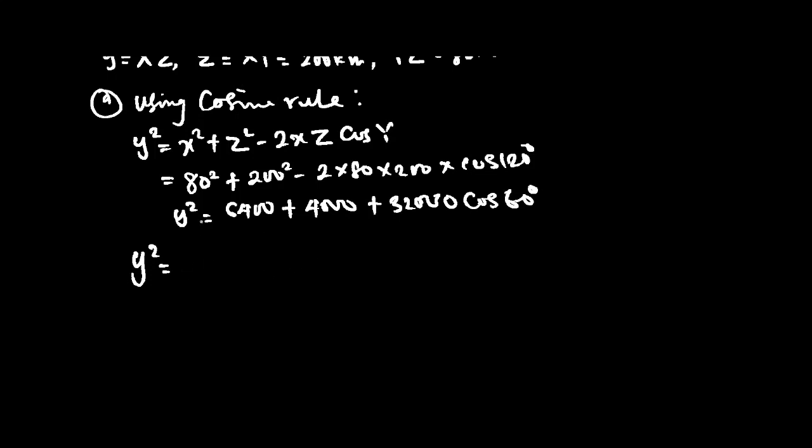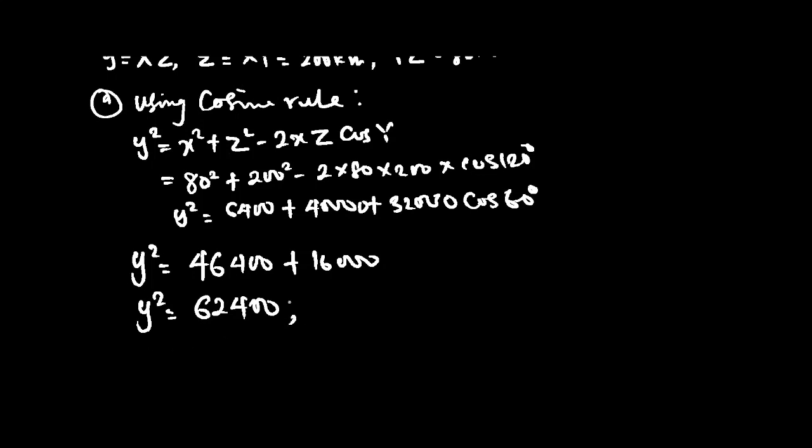When you add everything together, that is this plus this will give us, okay, let me get my calculator. This is going to be 40,000. Yeah, 200 square is 40,000. So if I have these two together, I will have 46,400 plus, so this is 32,000. Cos 60 is 1 over 2. 32,000 times cos 60, that will give us 16,000. So y square is equal to, have these two together, you have what? 62,400. Am I making sense now?